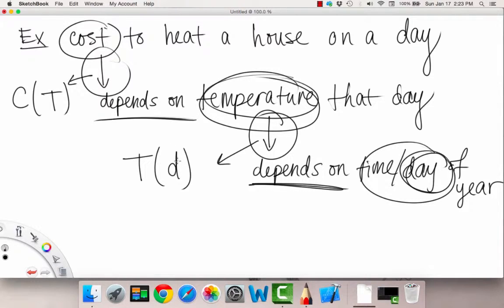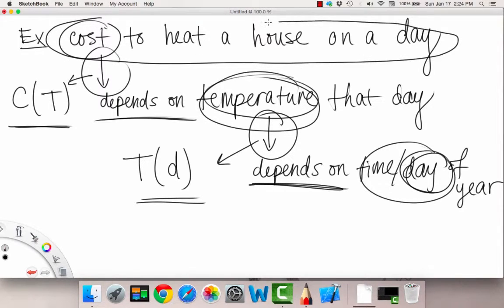In this case, we have two different functions. C of T represents the cost depending on temperature, and T of D is temperature depending on day. So temperature is a function of day. In order to represent this entire sentence at the top and relate both of these functions together, we're going to have to compose the functions.